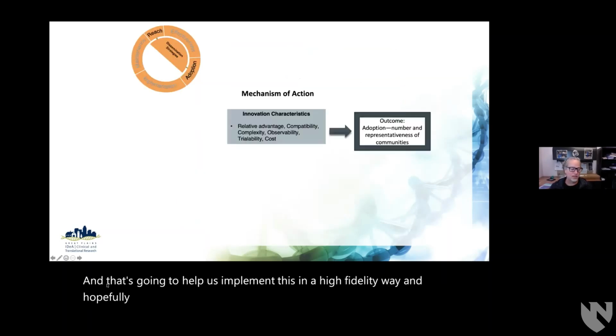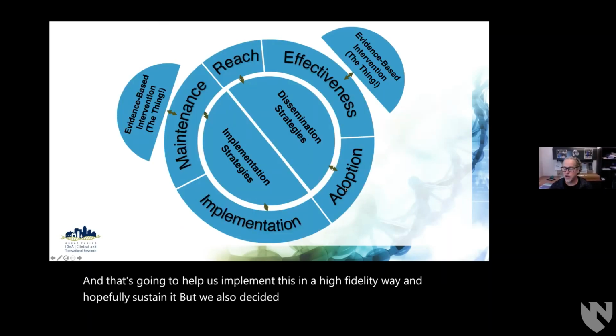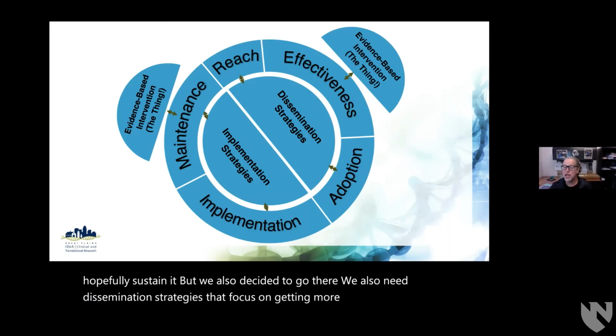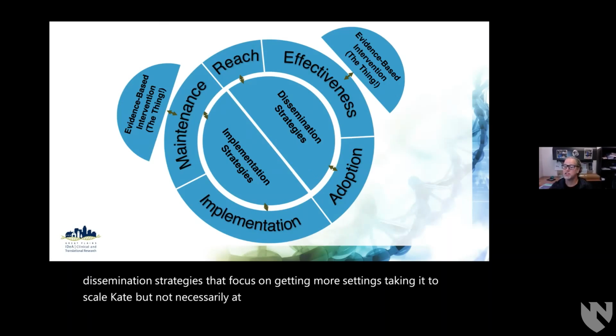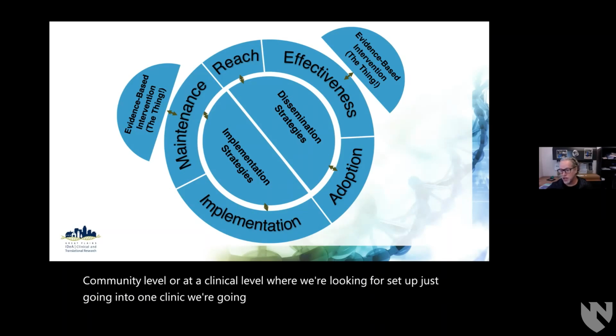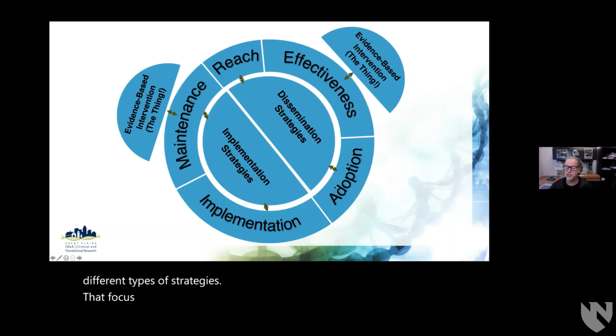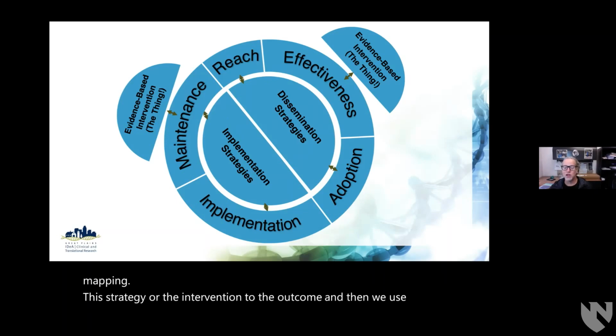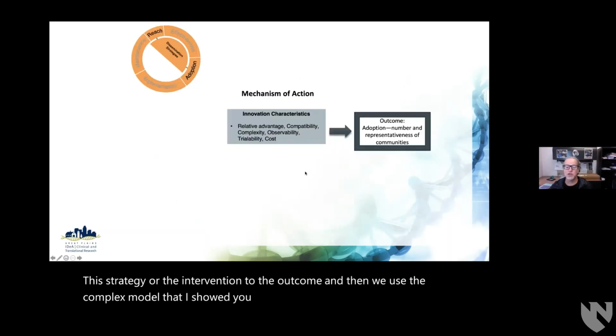But we also need dissemination strategies that focus on getting more settings, taking it to scale, Kate, but not necessarily at the participant level. Taking it to scale at a community level or at a clinical level, where instead of just going into one clinic, we're going to 5, 10, 50, 100. So there's all these different types of strategies that focus on different outcomes. And so we want to make sure that we're mapping the strategy or the intervention to the outcome. And then we use the complex model that I showed you before, and we can start to do this again.